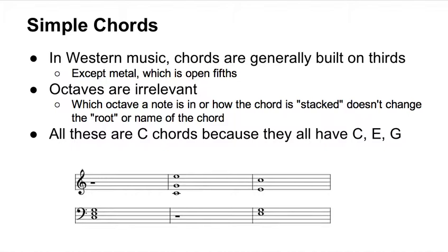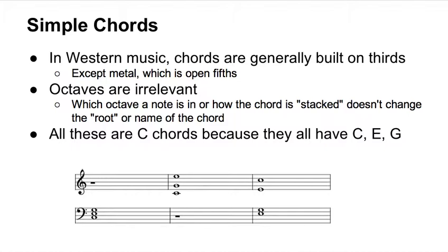Now in heavy metal, there aren't a lot of thirds actually. Most power chords are based on open fifths. But in most Western music, and I mean Western Hemisphere, not country and Western, chords are built on thirds, so either minor thirds or major thirds.